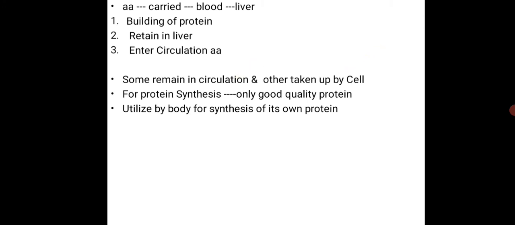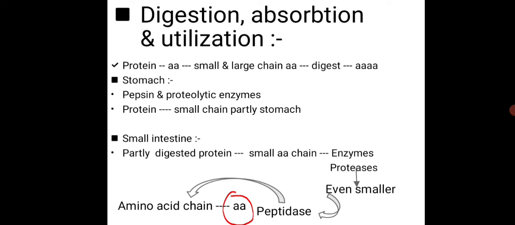For protein synthesis, only good quality protein is utilized by the body for synthesis of its own protein. So the amino acids from the blood, some go to the liver, some remain in the circulation, and some are utilized by body cells, whatever the cells require, and some body cells absorb these amino acids to make their own protein. This is how protein is digested.